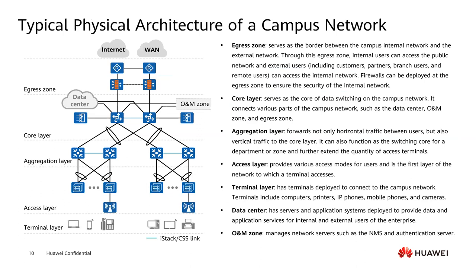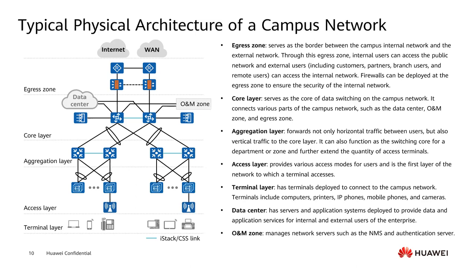Okay. Next is the typical physical architecture of a campus network. I believe that you have seen this topology in the HCIA or HCIP materials. So actually, the campus network is quite familiar to us. So actually, in the campus network, we have the egress zone, we have the core layer, aggregation layer, access layer, and the terminal layer.